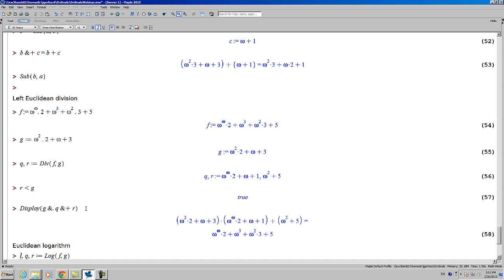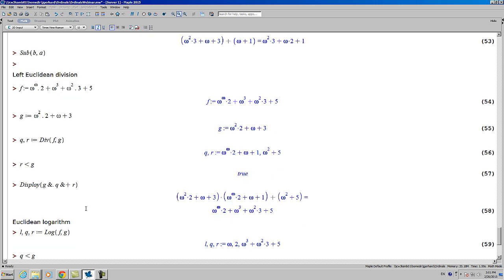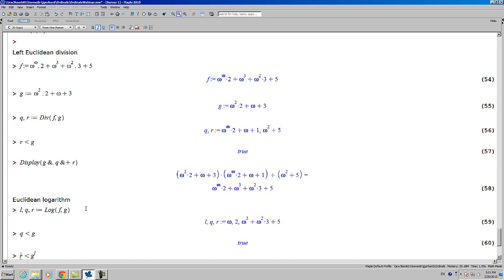And there's also a partial inverse operation for exponentiation. That's the logarithm. Now that has three results. The first result is the logarithm, so the exponent basically. The second one is a quotient, and the third one is a remainder. So here the logarithm is omega, the quotient is 2, and the remainder is omega cubed plus omega squared times 3 plus 5. And the properties are that the quotient is less than g, with respect to which I'm taking the logarithm. The remainder is less than g to the exponent.